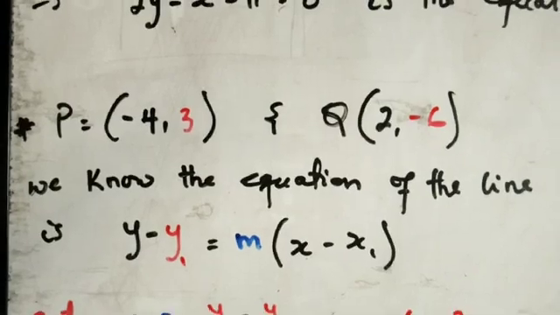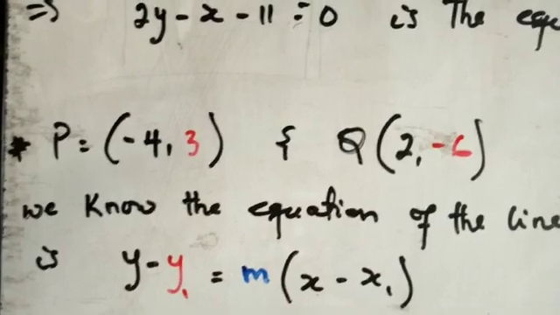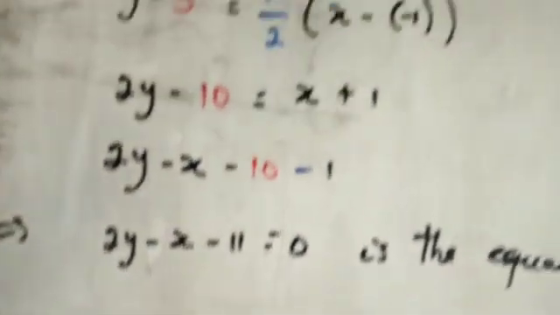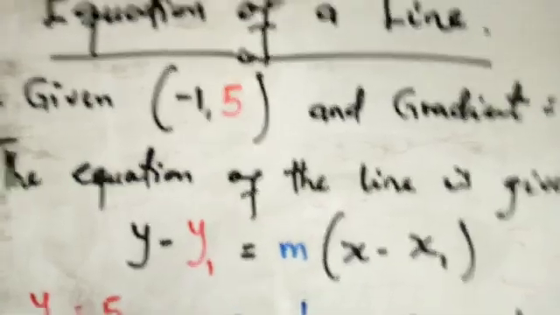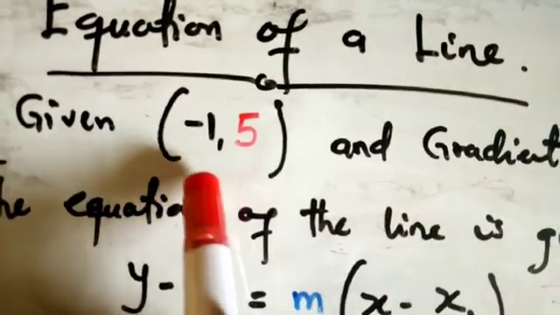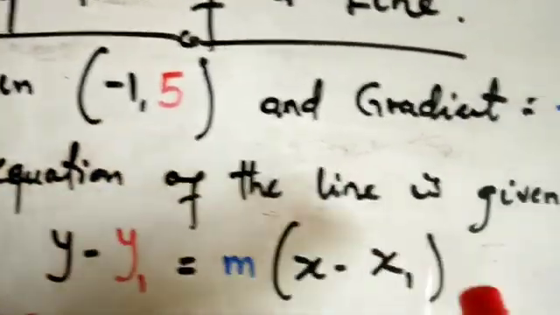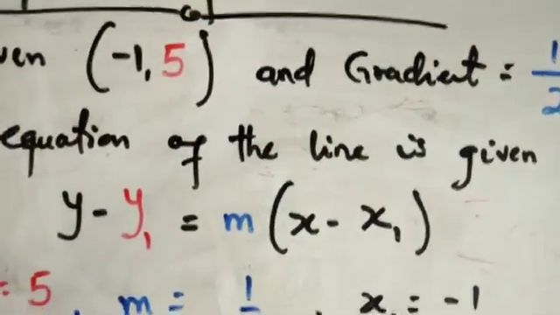We want to know the equations of a line from some of the given information. So let's look at the first question and see how to tackle the information on equations of a line. From the question, we are given the point (-1, 5) and the gradient to be 1/2, and they say you should find the equation of the line.